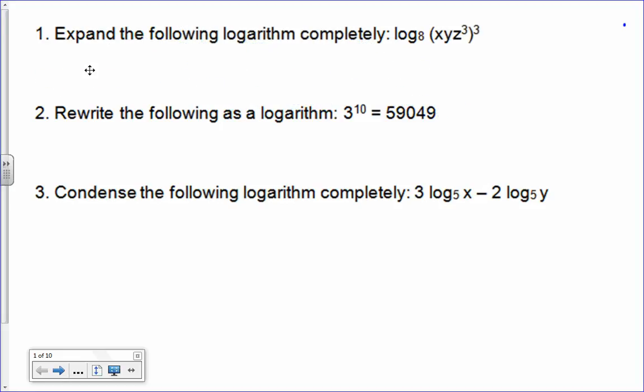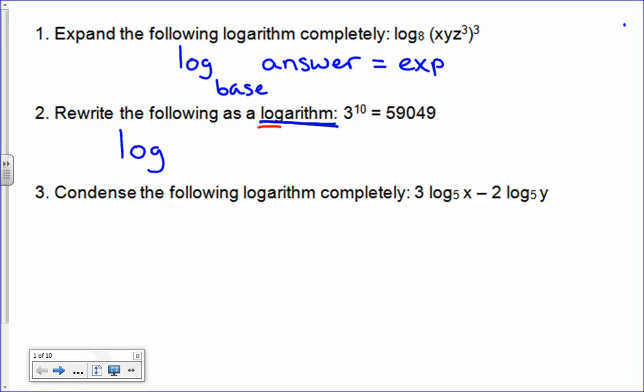All right, looking at number 2, it says rewrite the following as a logarithm. The first thing you should do here is write the word log. Because to write a logarithm, you have to have the word log. Now, when you look at this example here, if you remember back when we learned these, we talked about something with log, said it had a base. On the same side as our log, we had our answer, and that was all equal to our exponent. And then we moved left, right, left.